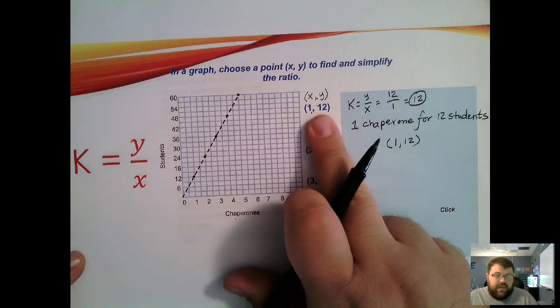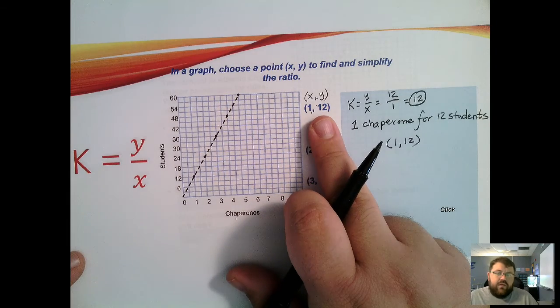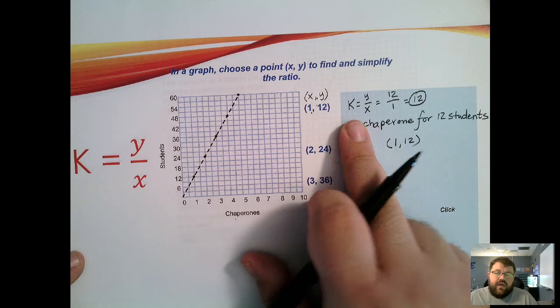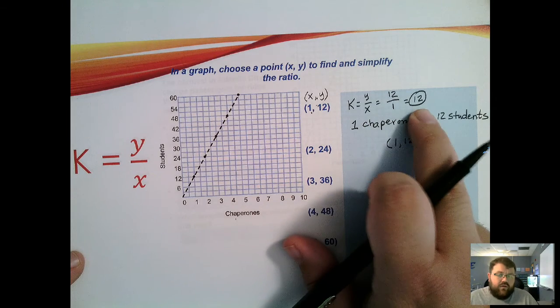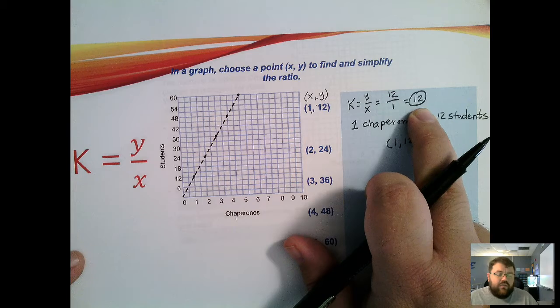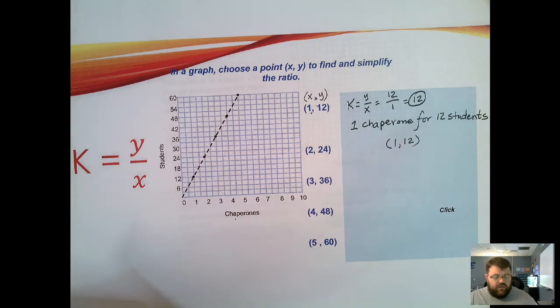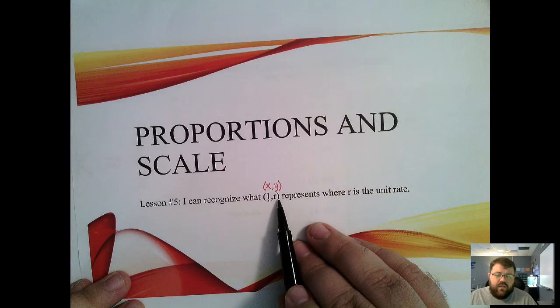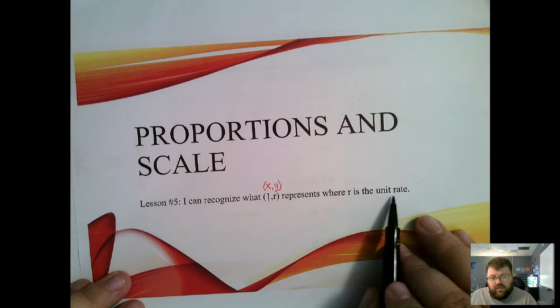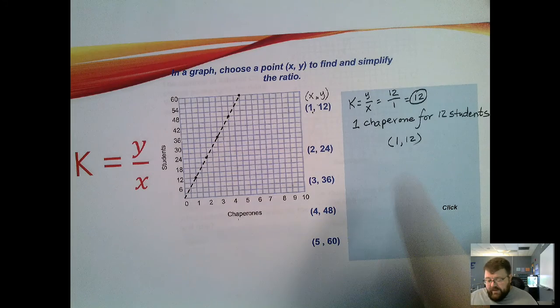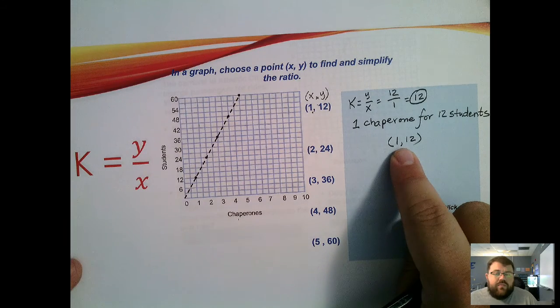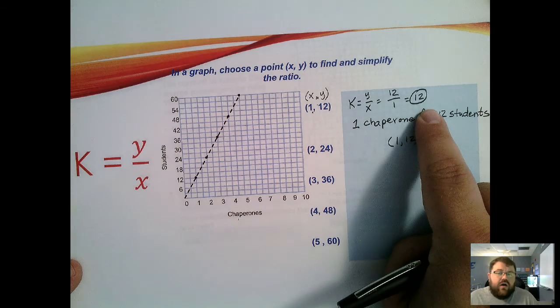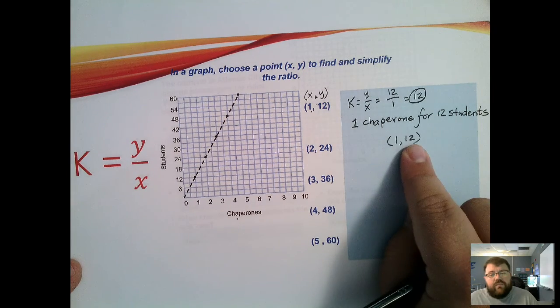Now, here I give this to you. We've determined K is equal to 12. 12 is your unit rate. Remember, in your learning target, it's 1R, where R is equal to the unit rate. We have the 1. We determined that 12 is our constant, so that's your R.